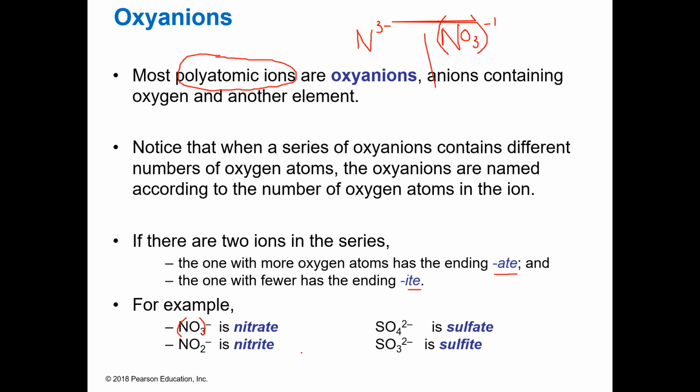There's a pattern for these when it comes to naming. You'll be given a chart with these, so you don't necessarily have to memorize them. But I have NO3 to the -1, that's nitrate. NO2 to the -1 is nitrite. When I lose an oxygen, I go from ate to ite. Here, SO4 2-, sulfate, lose an oxygen, SO3 2-, it's sulfite.